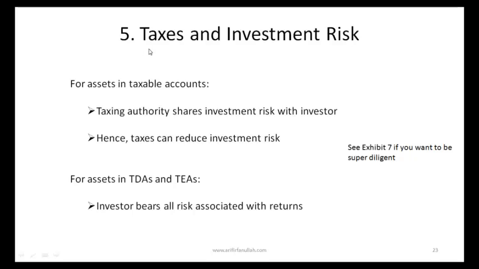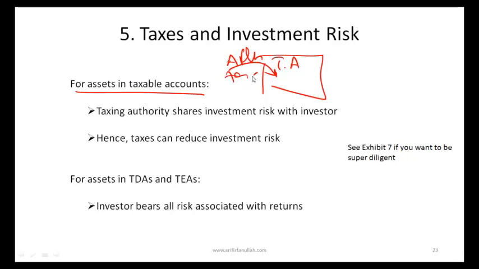Section 5 is taxes and investment risk. This is about 1.5 pages, and I think what I have given on this slide is the core point from this section. For assets in taxable accounts, now going back to what you studied in section 3, you put your money in a taxable account, so you're putting in your after-tax money. The income or the growth that you are getting is being taxed. Now, what happens to investment risk because of taxes? Without going through all the justification and the logic, the key point is that the taxing authority, which is typically the government, shares the investment risk with the investor.